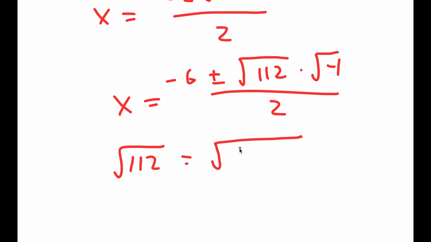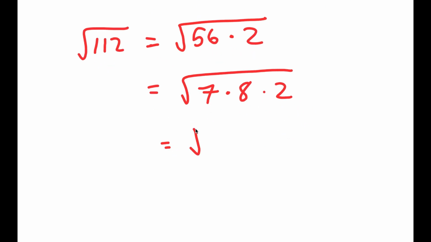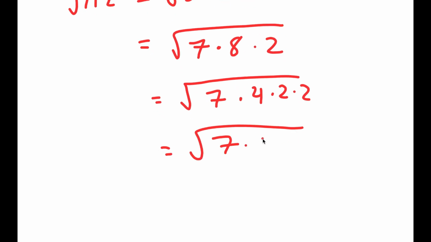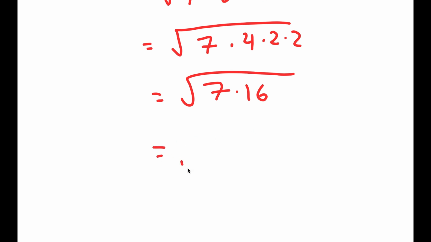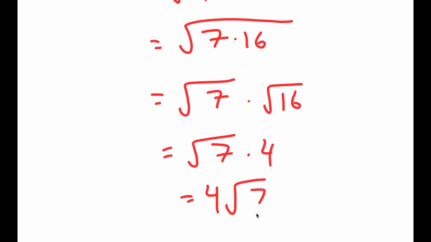is equal to the square root of 56 times 2, which is equal to the square root of 7 times 8 times 2, which is equal to the square root of 7 times 4 times 2 times 2, which is equal to the square root of 7 times 16. Now, this is the same thing as the square root of 7 times the square root of 16, which is equal to the square root of 7 times 4. So, this is equal to 4 root 7.